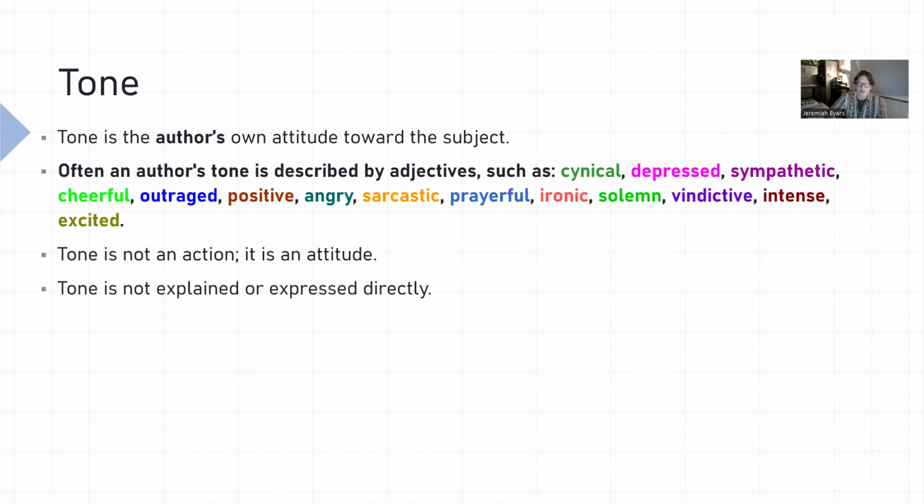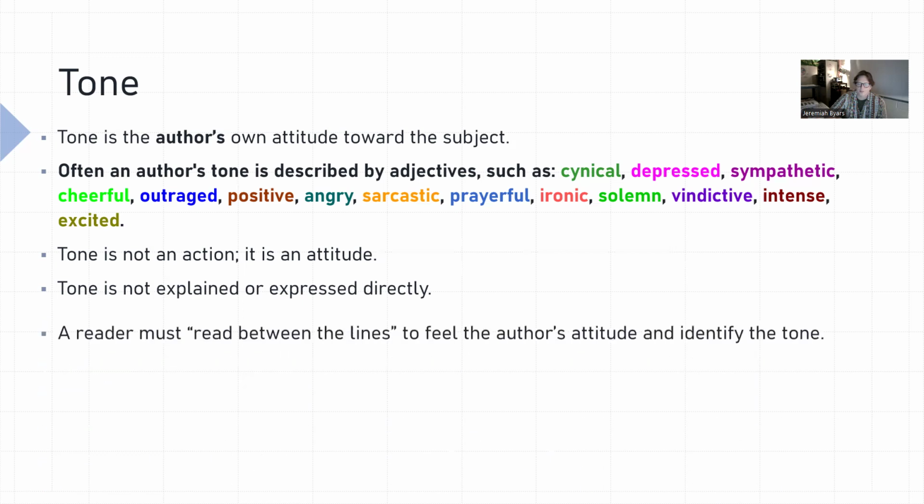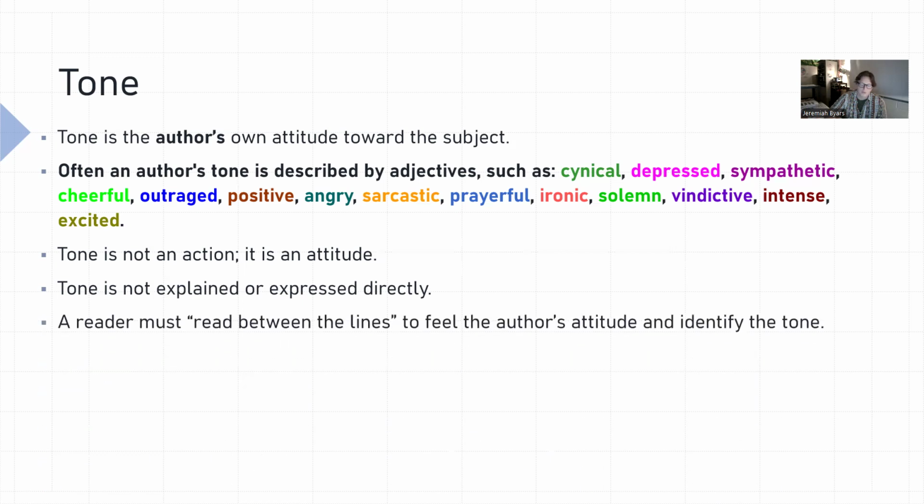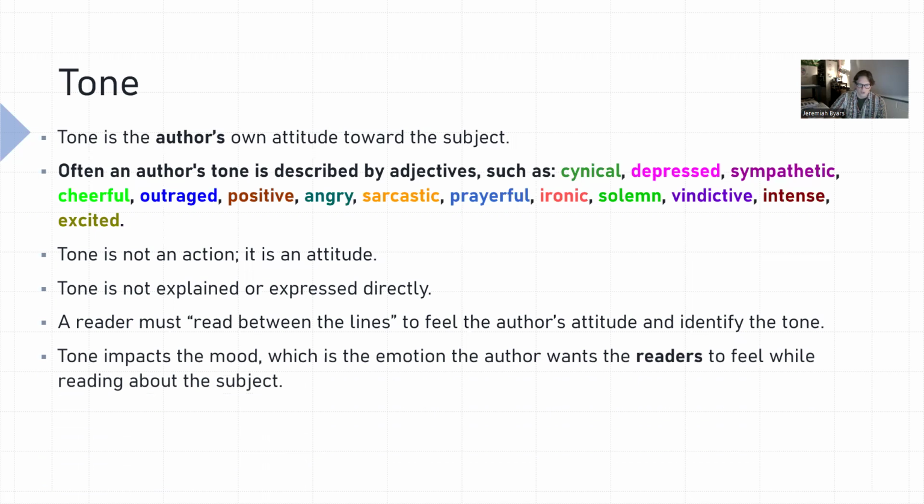It's not explained or expressed directly. Again, it's mostly through word choice. So therefore, a reader must read between the lines to feel the author's attitude and identify the tone. Tone impacts the mood, which is the emotion the author wants the readers to feel while reading about the subjects.